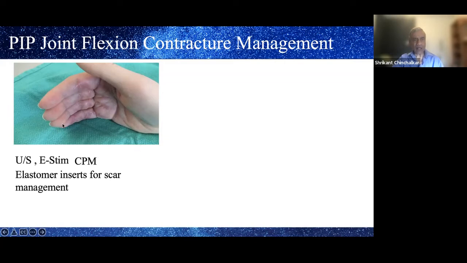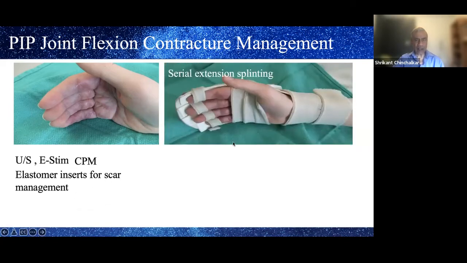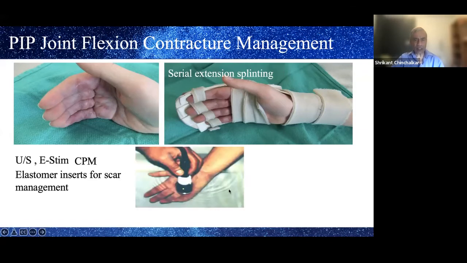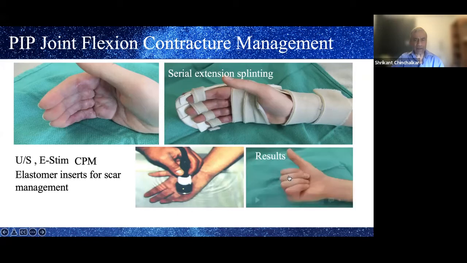However, we still had to fight with the stiffness in his hand. So in this situation, in order for us to maintain the gains we made through therapy, we maintained these gains by using CPM, and we use elastomer inserts for scar management. So we changed the splint. We gradually started bringing the PIP joint into extension by using serial extension splinting over time, used ultrasound treatment, and then this is the person's result finally.